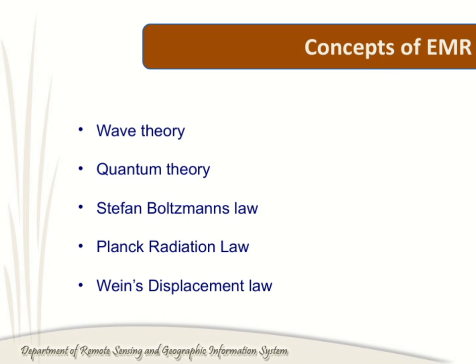Next is Stefan-Boltzmann's law, a fundamental principle that states the total energy emitted by a blackbody is proportional to the fourth power of its temperature, giving us a way to calculate the energy output based on temperature alone. Then, we have Planck's radiation law, which was groundbreaking because it accurately describes the spectral distribution of blackbody radiation, bridging the gap between classical physics and quantum mechanics.